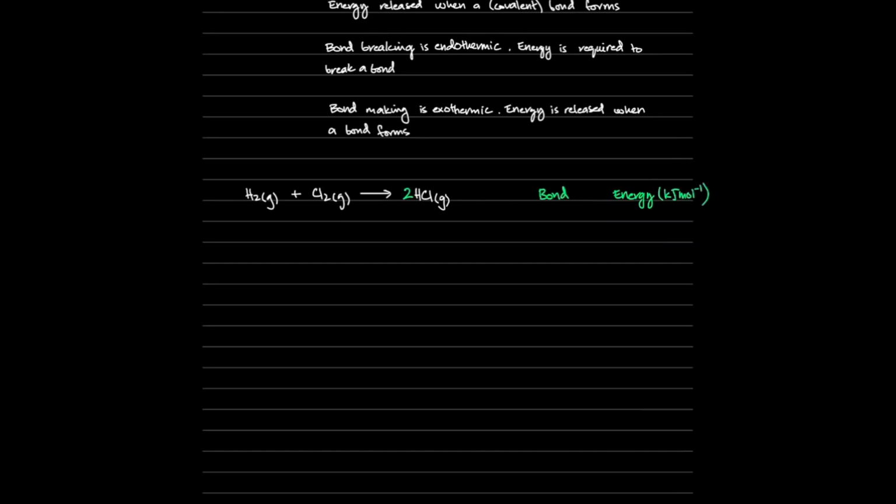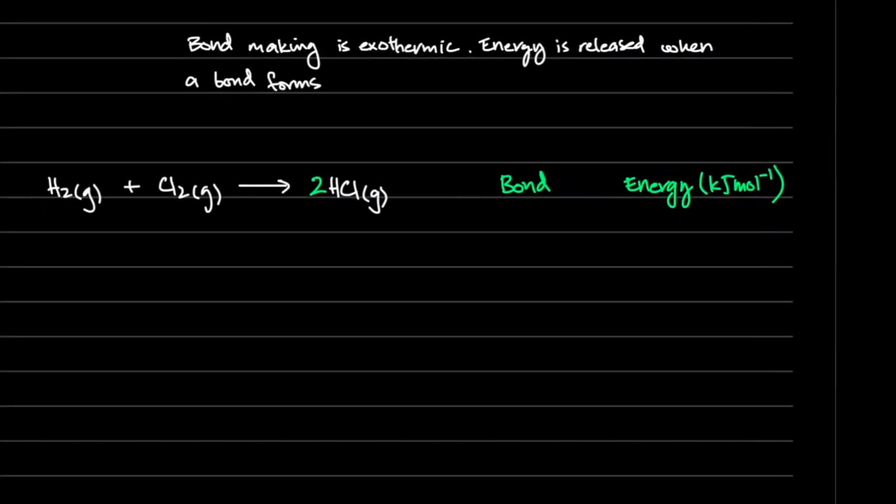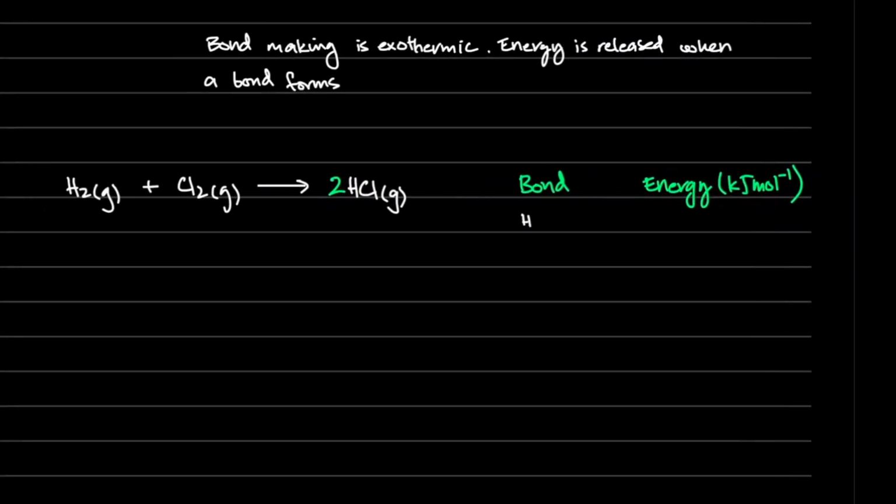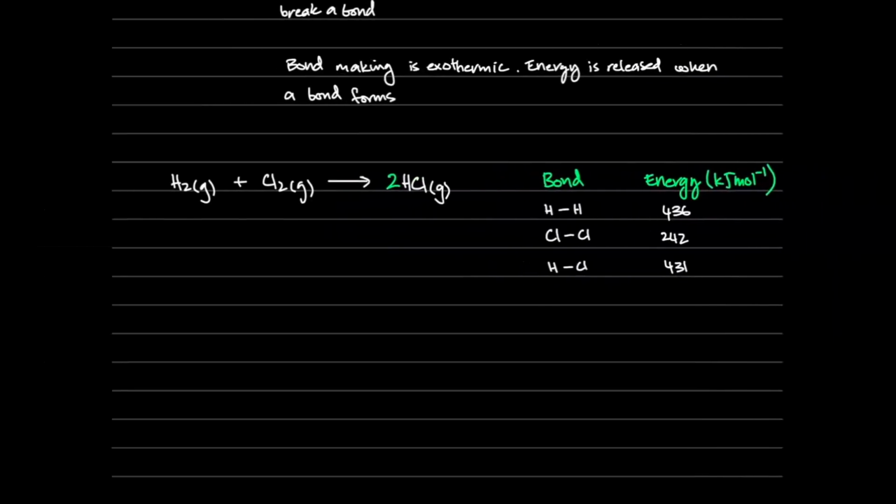आपको दी हुई है किलो जूल्स पर मोल में, सही है? तो हाइड्रोजन हाइड्रोजन का जो बॉन्ड होता है, इसकी एनर्जी इज 436 किलो जूल्स पर मोल। Cl बॉन्ड जो होता है इसकी एनर्जी इज 242 किलो जूल्स पर मोल। और HCl का जो बॉन्ड होता है इसकी एनर्जी इज 431 किलो जूल्स पर मोल। ओके, so I've given you some data, right?